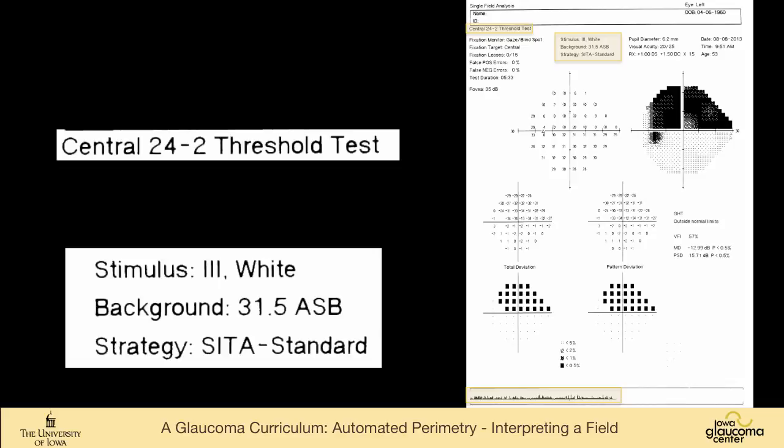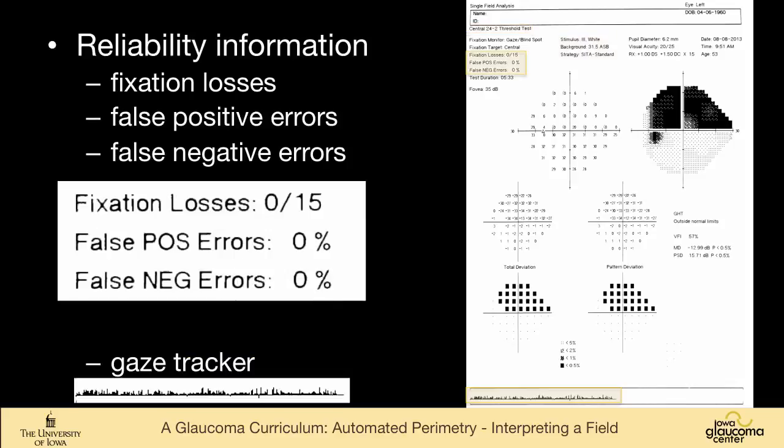It's a white on white or achromatic field. The background is 31.5 apostilbs. That's the normal background. That's not variable. So that's the same background illuminance. It's in the Goldmann perimeter. So the test is done in a photopic way. It's not a dark perimeter, but the perimeter is illuminated. And the strategy here is a SITA standard. We'll talk about that also.